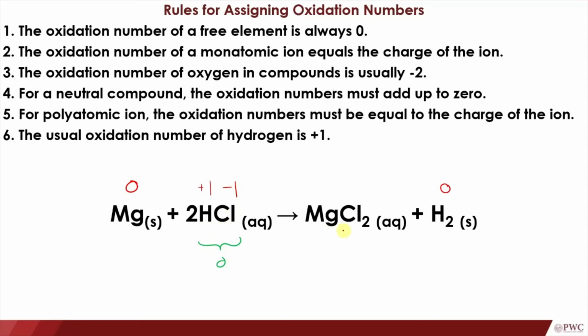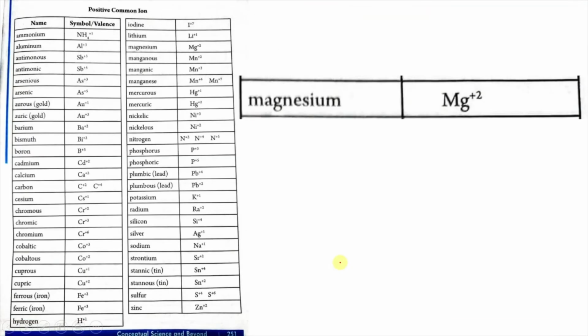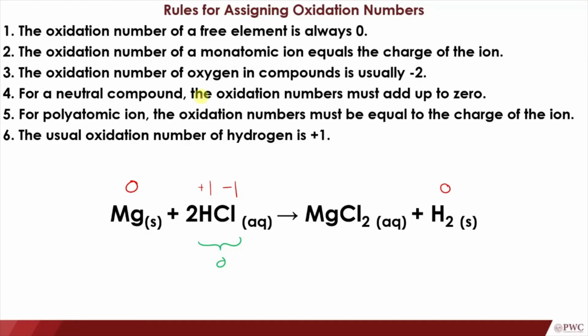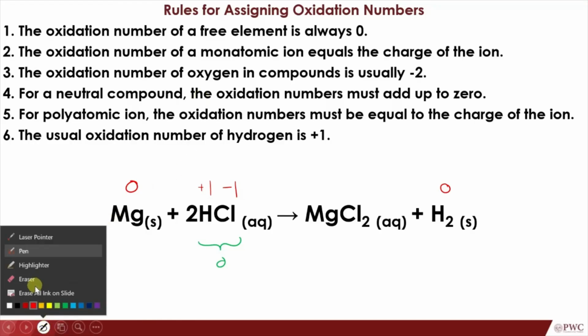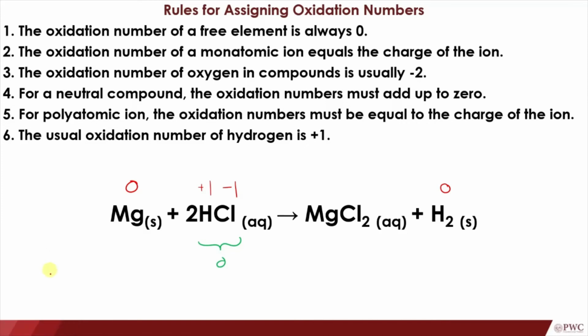Let's go to our MgCl2 here. MgCl2 is composed of magnesium and chlorine ions. For the charge here, just look on your guide. I think it's over here. Magnesium, that is positive 2. So this will be the oxidation number of magnesium also. Let's put it here. That is positive 2.